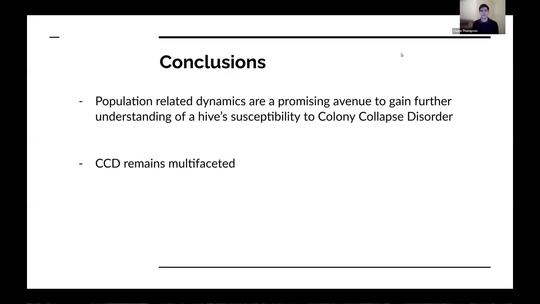In conclusion, population-related dynamics are a promising avenue to gain further understanding of a hive's susceptibility to colony collapse disorder. However, the issue of CCD remains multifaceted. The factors that alter the model or parameters are ultimately the same known issues that I mentioned previously. As helpful of a tool as this model might be in diagnosing the hive susceptibility to this issue, it doesn't solve it per se.